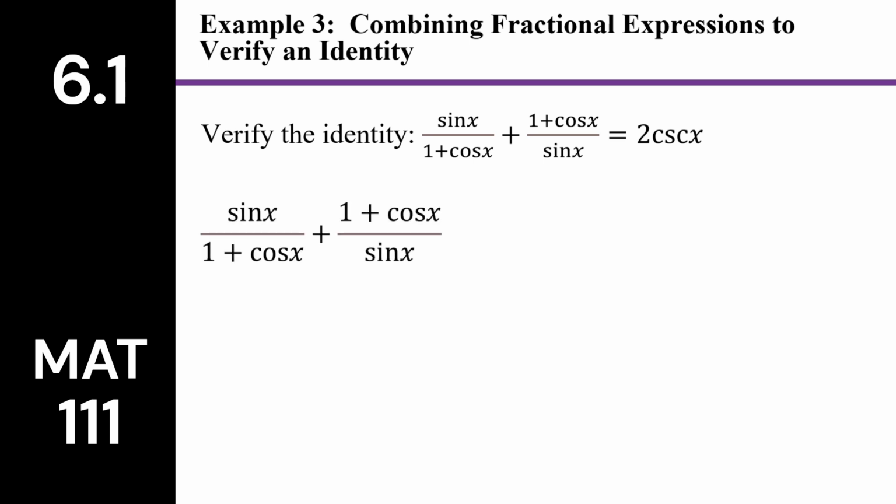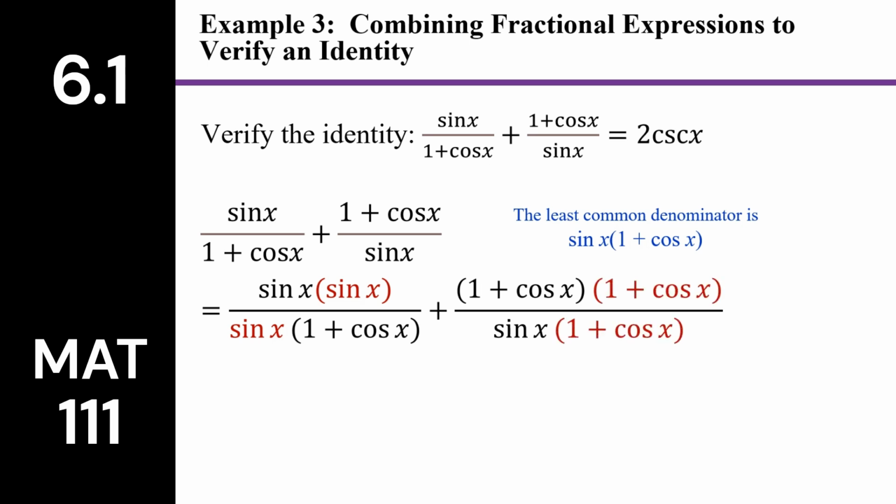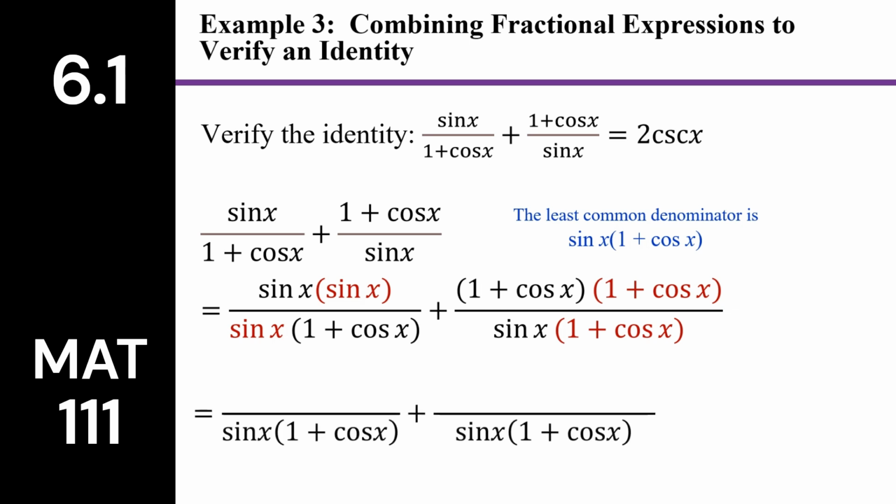We'll start with the more complicated side, and to add these fractions we need a common denominator. So we'll need the sine of x times the binomial 1 plus cosine of x. So we rewrite the fractions. The first denominator needs the sine of x, so we write that on the bottom and on the top. The second denominator needs the 1 plus cosine of x, so we write it on the bottom and on the top. We'll be able to combine these fractions, but first let's do some simplification.